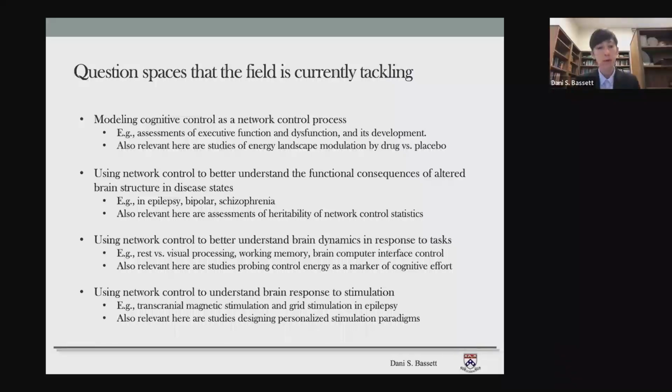And fourth and finally, an open question space is using network control to understand brain response to stimulation. So for example, from transcranial magnetic stimulation and grid stimulation in epilepsy. Relevant here are studies designing personalized stimulation paradigms that use the individual's own structural connectome and their own model of dynamics.